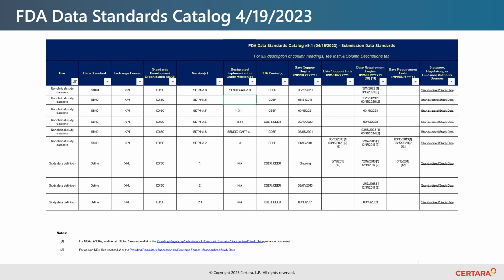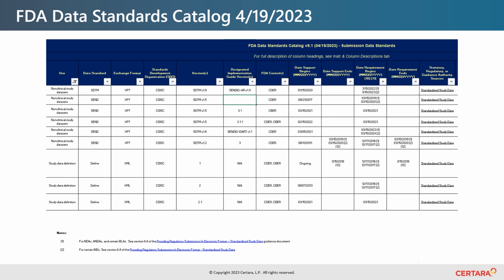This is a screenshot of the FDA Data Standards Catalog published on April 19th of this year, filtered to include non-clinical study datasets and Define.xml standards only. You can see here the columns present, including the date columns. Keep in mind there is a difference between the date that support for a standard begins and ends and the date the requirement for a standard begins and ends.